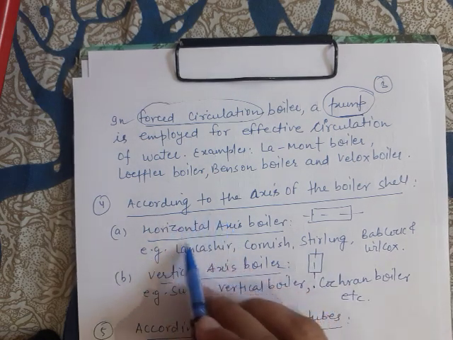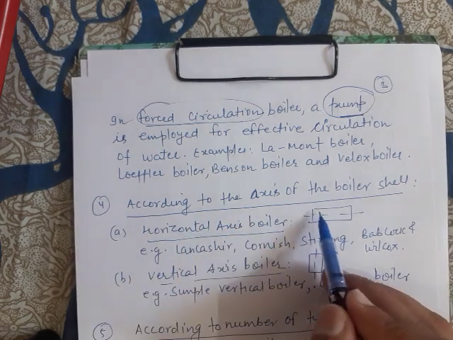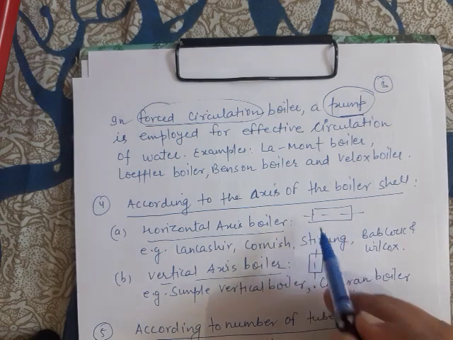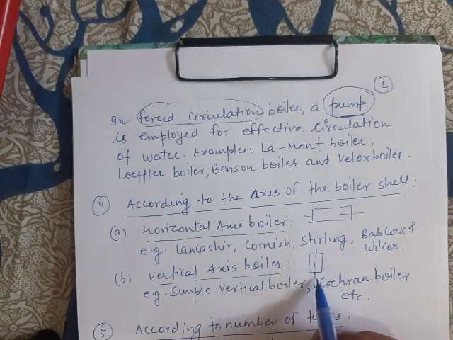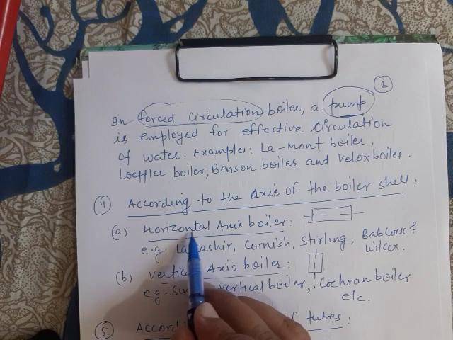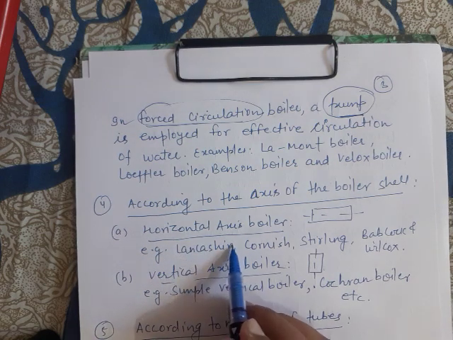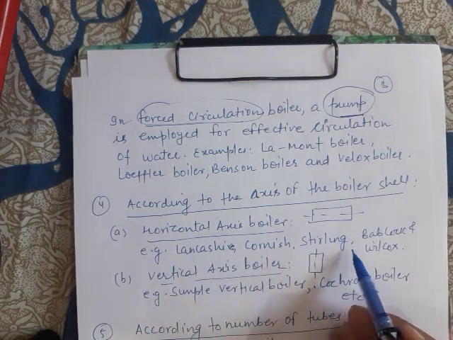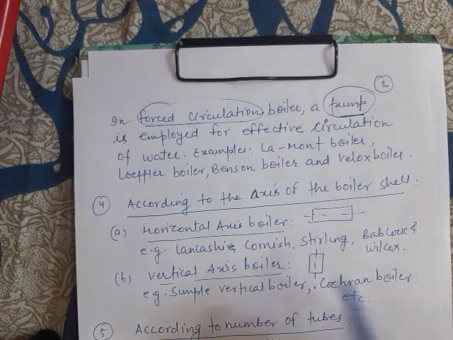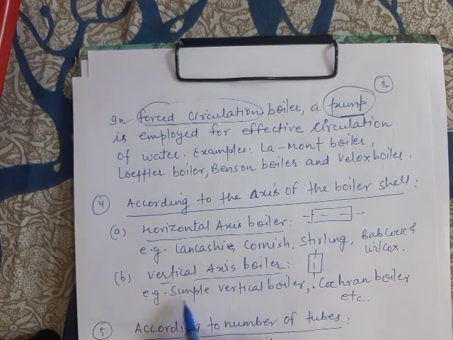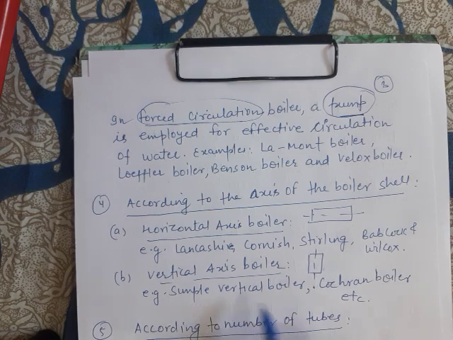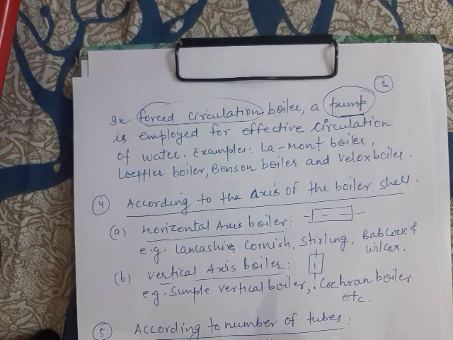Please note, in horizontal axis boiler, the boiler configuration is horizontal in nature. In vertical axis boiler, the axis of the boiler is vertical. The examples of horizontal axis boiler are Lancashire boiler, Cornish boiler, Stirling boiler, Babcock and Wilcox boiler. While in vertical axis boiler, the examples are simple vertical boiler, Cochran boiler, etc.